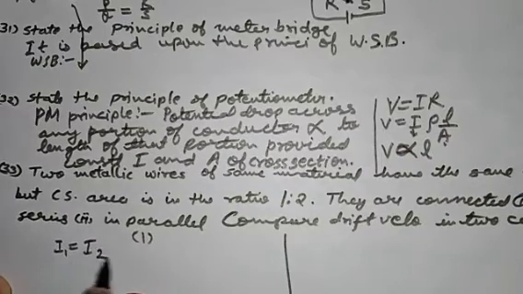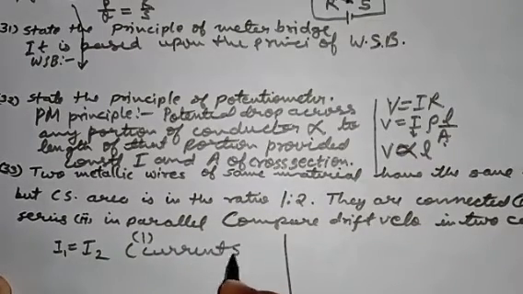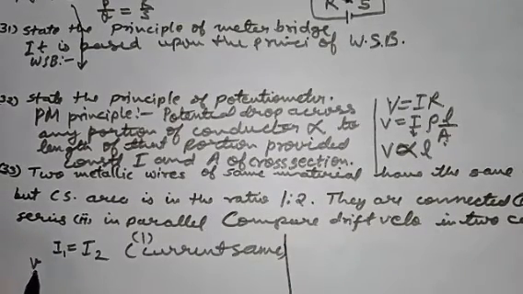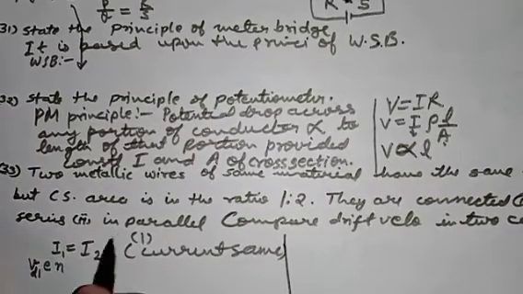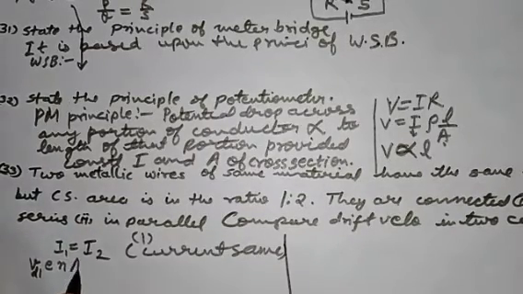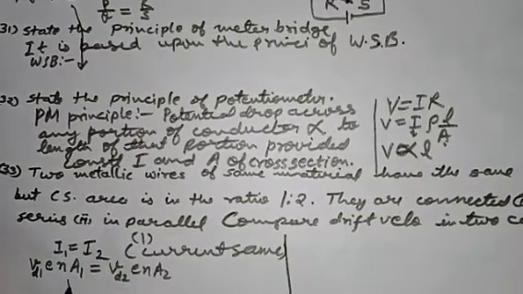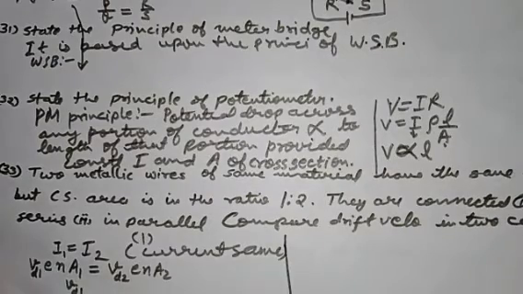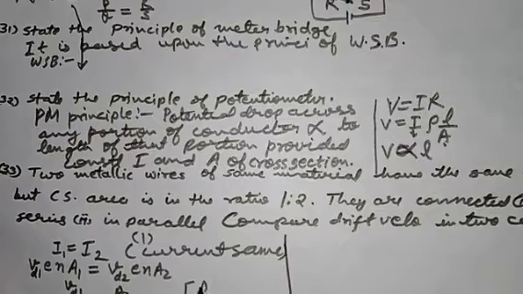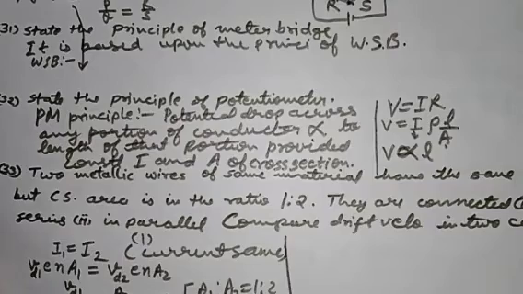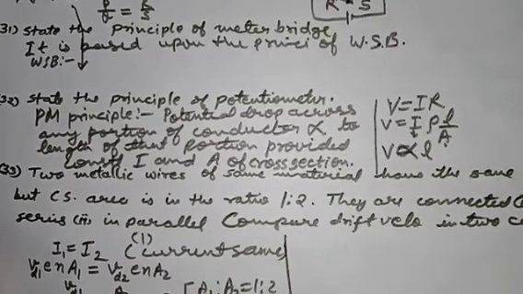I1 is equal to I2. Current will be the same. And we know I equal to n A e vd. So vd1 A1 is equal to vd2 A2, since same material, so n will also be the same. So vd1 by vd2 is equal to A2 by A1. But A1 by A2 is 1 is to 2, so A2 by A1 is 2 is to 1. That is 2 upon 1. So 2 is to 1.